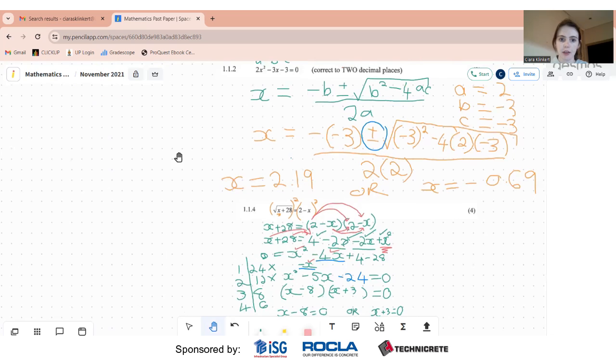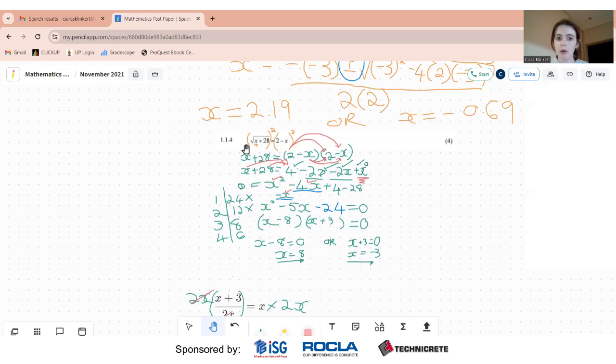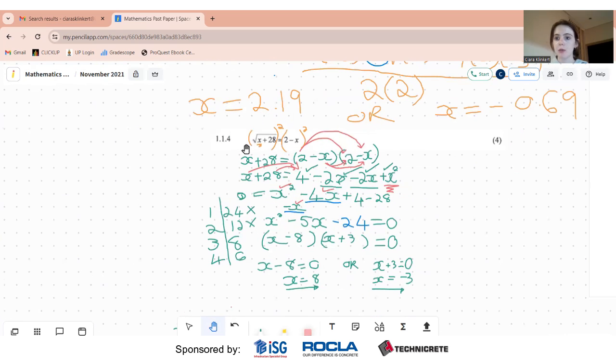In question 1.1.4, we saw that we did not have a trinomial equal to 0. And we had a root, and we weren't sure what to do. So we realized that our biggest problem here, the thorn in our side, so to speak, was the square root. So to be able to do this equation, we need to get rid of the square root first. And how do we get rid of a square root? Well, we do the opposite, which is square the square root.